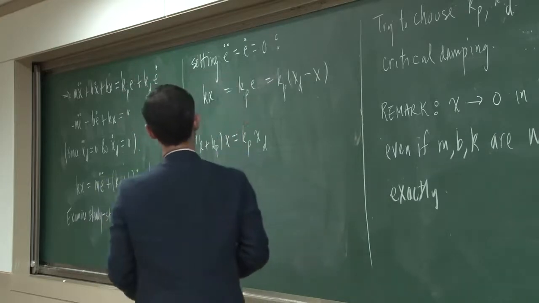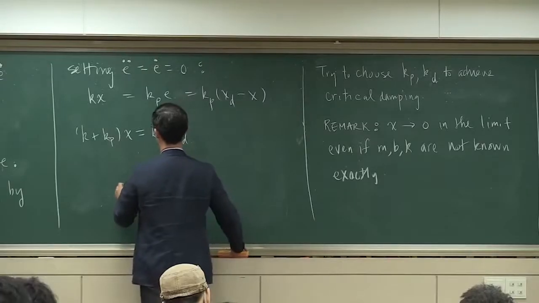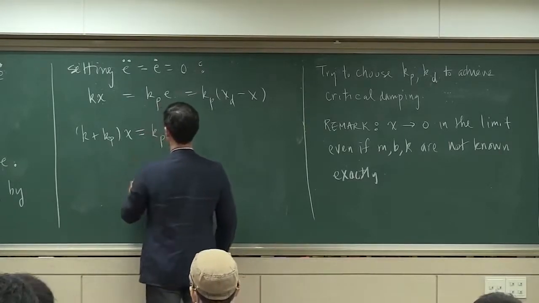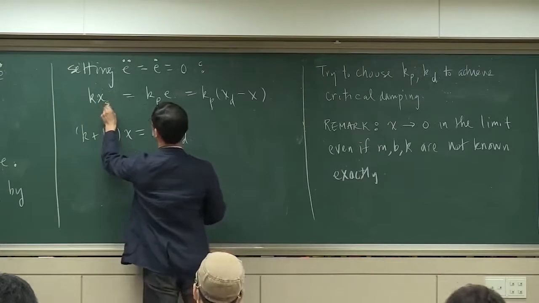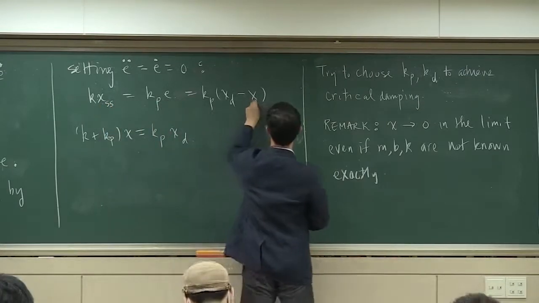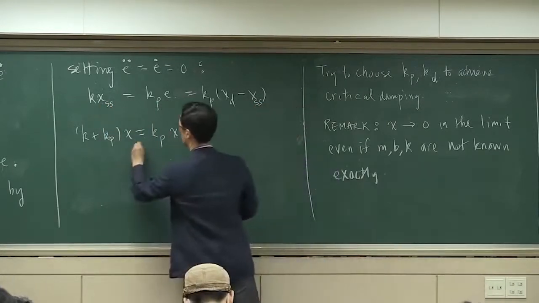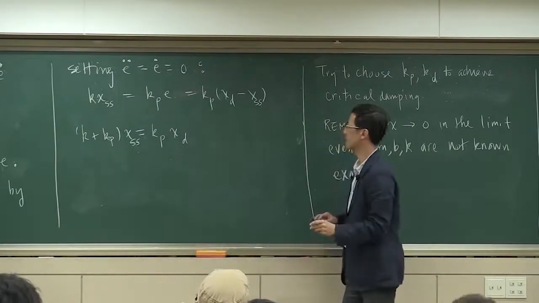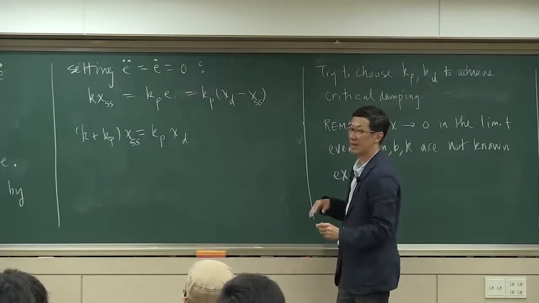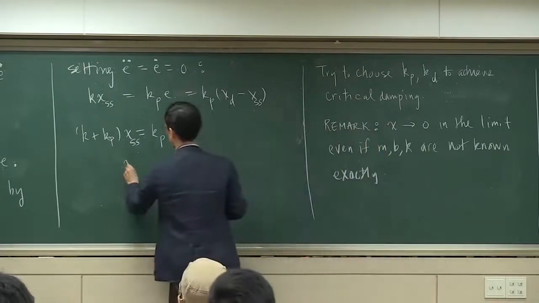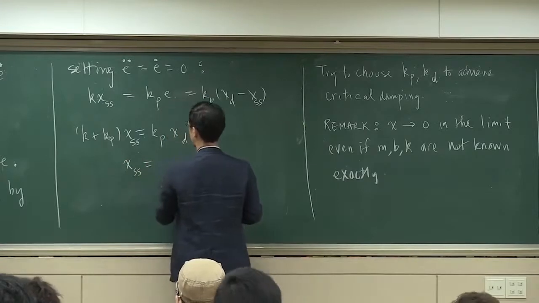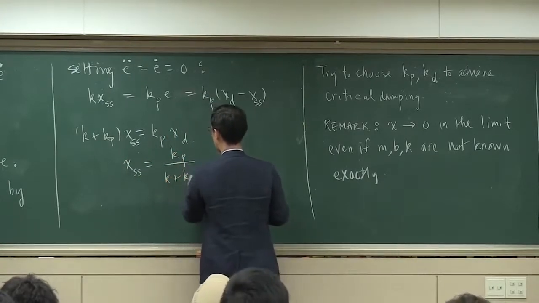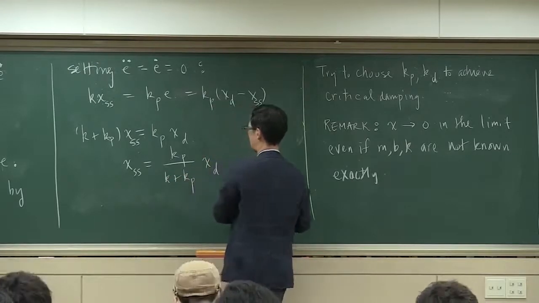Oh, we want steady state here, so let's put an SS here. We get something like that. So x steady state is equal to kp over k plus kp times xd.